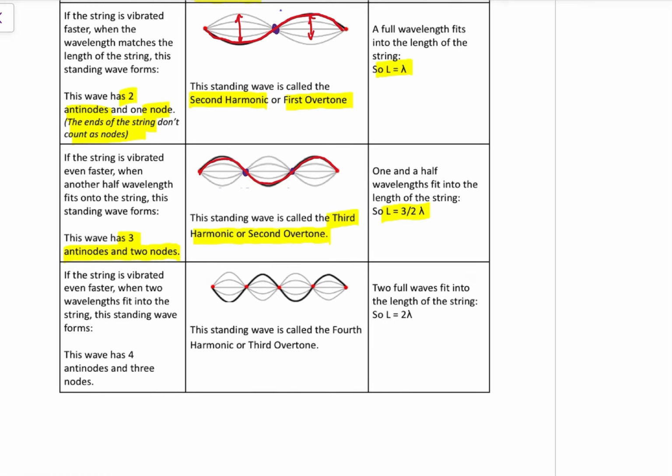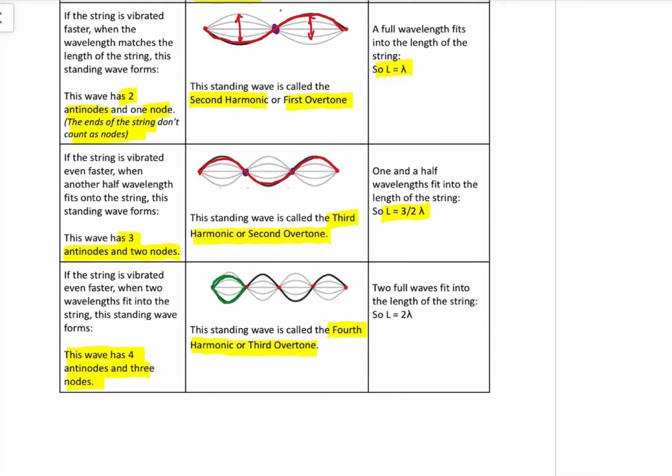If we speed it up even faster, we make it a little bit shorter wavelength. It goes messy for a little bit, but then it's going to settle down again. And when it settles down again, it's going to have 4 antinodes and 3 nodes. It's got the name of the fourth harmonic, or the third overtone. You can trace it out. There's 4 of those. I'm going to call this a football shape. So if I ever talk about a football shape, this is my football shape right there.